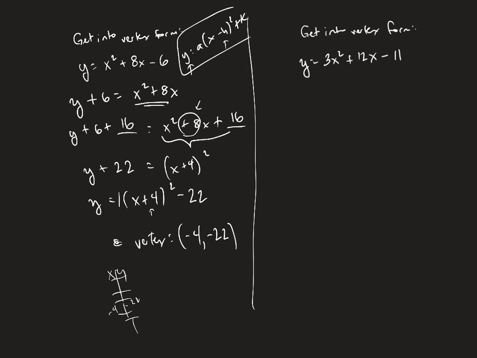Now, let's look at the second problem. It's the same process. It's a little bit more difficult because we have a coefficient on the x squared. So like we did in the solving, we have to get rid of that first. So we're going to divide everything by 3. That includes the y. Going to move the constant to the other side.